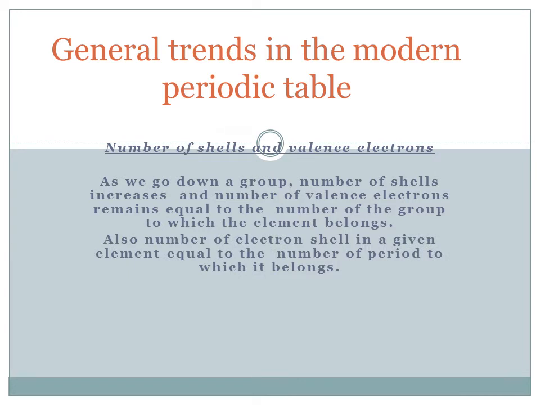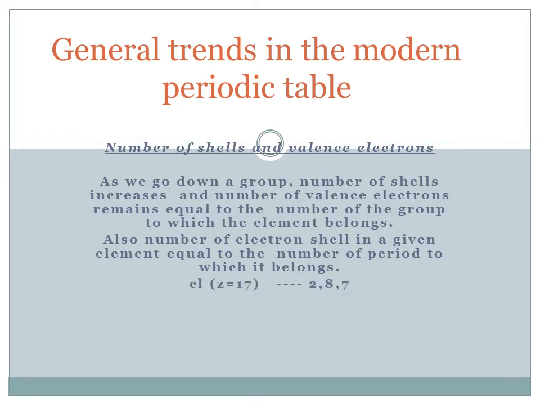Also, number of electron shells in a given element is equal to the number of the period to which it belongs. So, the number of shells equals the number of the period to which an element belongs.